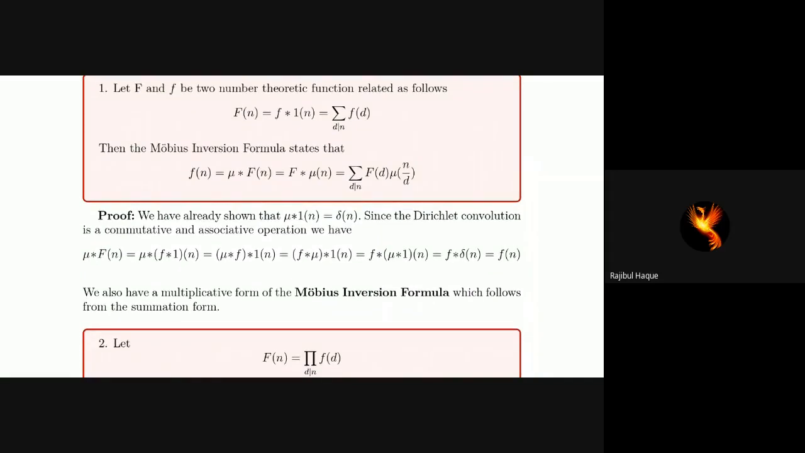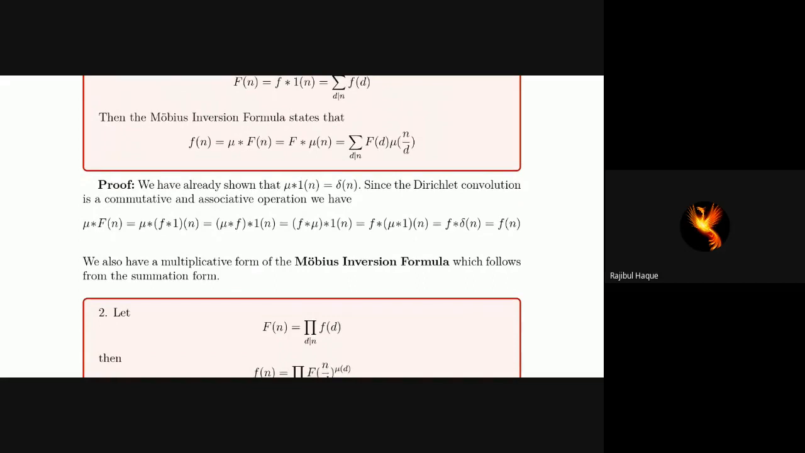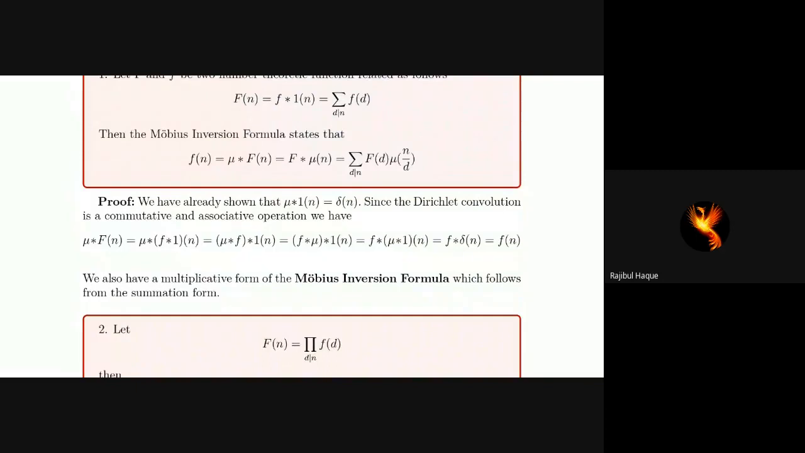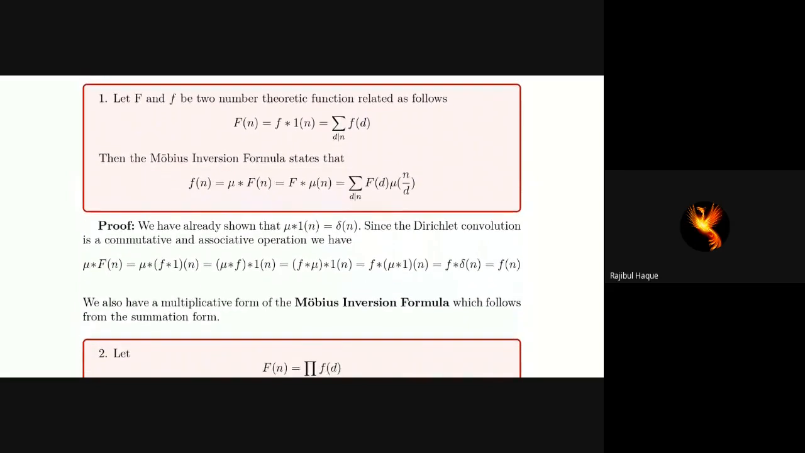Had we not proved those things before, we might have some difficulties in proving this formula, but now it will be pretty easy. Let us see. We know previously that mu Dirichlet product 1 of n is nothing but the delta n function, which we just proved. So we can write mu Dirichlet product capital F n as mu Dirichlet product small f Dirichlet product 1 n, because it is given in the problem.